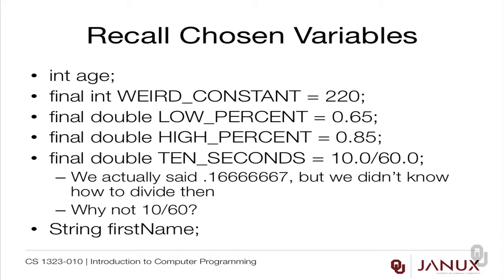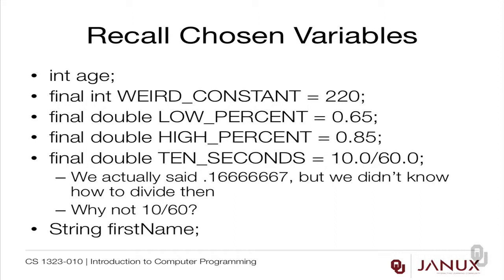Recall that we had some chosen variables. We had age, which was an integer. We had our weird constant that was also an integer. A double for low percent and high percent. A double for 10 seconds. Now, at the time, we actually said 1.666667, but remember, we didn't know how to divide then.